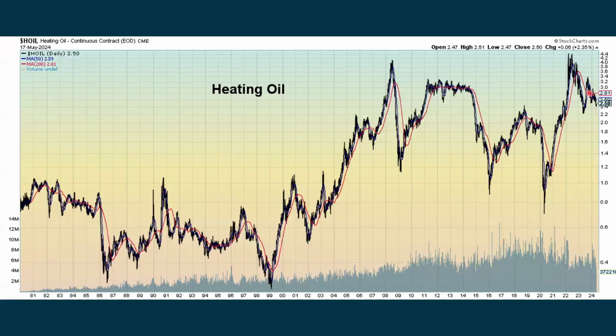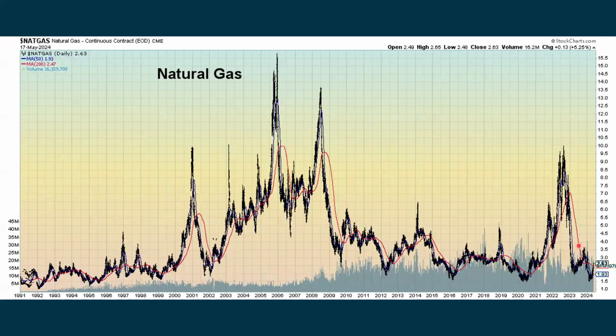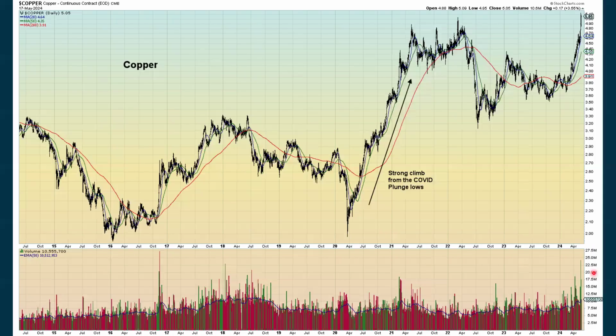Heating oil, which is going down and is in a downtrend. Natural gas, which has really been getting hit. It's starting to bounce back up, but it's not in an uptrend at least yet. Copper, which has been really strong, and we call it Dr. Copper because when copper's going up, that tends to mean the economy's looking good going into the future. When it's going down, that can suggest economic weakness.